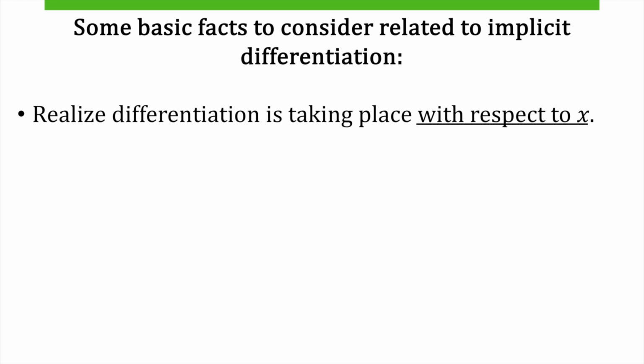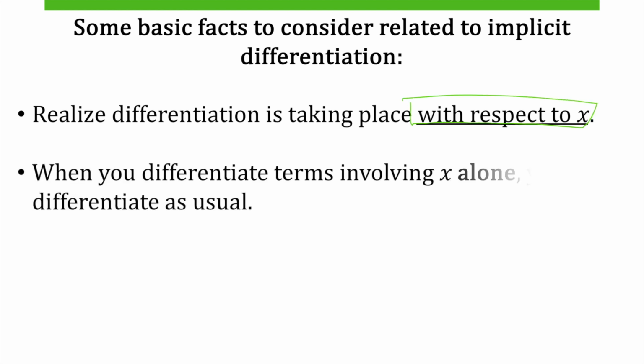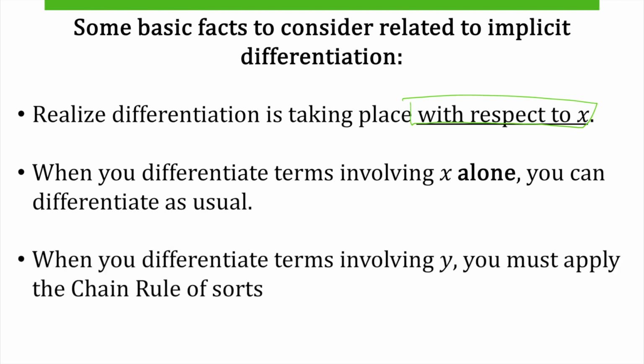First, some basic facts to consider related to implicit differentiation. These may not make sense right away, but go back and reread them after the lesson, and then I think they'll make sense to you. Realize that differentiation is taking place with respect to x. When you differentiate terms involving x alone, you just differentiate as usual. But when you differentiate terms involving y, you have to apply the chain rule of sorts.